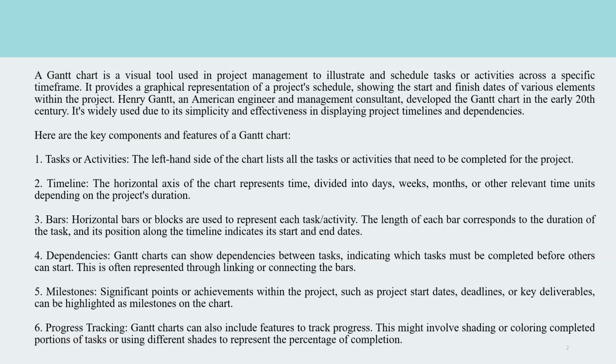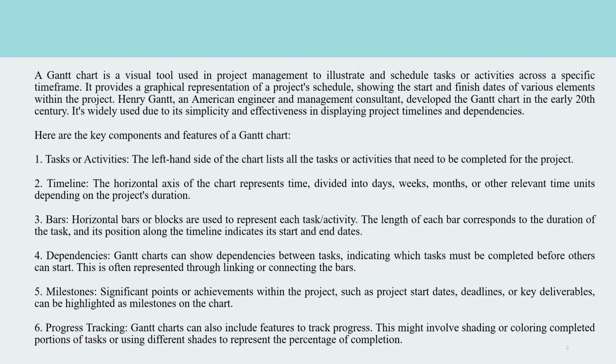Dependencies. Gantt charts can show dependencies between the tasks, indicating which task must be completed before others can start. This is often represented through linking or connecting the bars. Milestones. Significant points or achievements within the project, such as project start dates, deadlines, or key deliverables, can be highlighted as milestones on the chart. Progress tracking. Gantt charts can also include features to track progress. This might involve shading or coloring the completed portion of a task or using different shades to represent the percentage of completion.